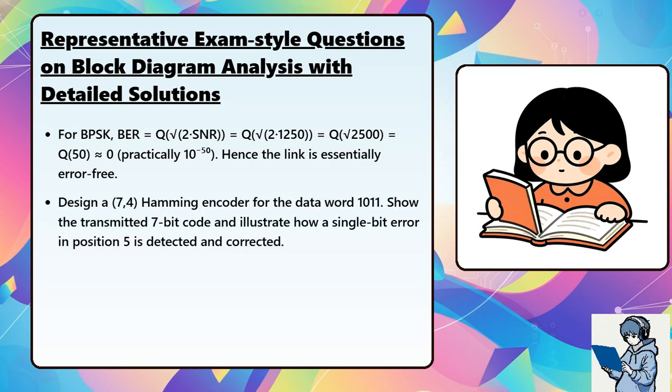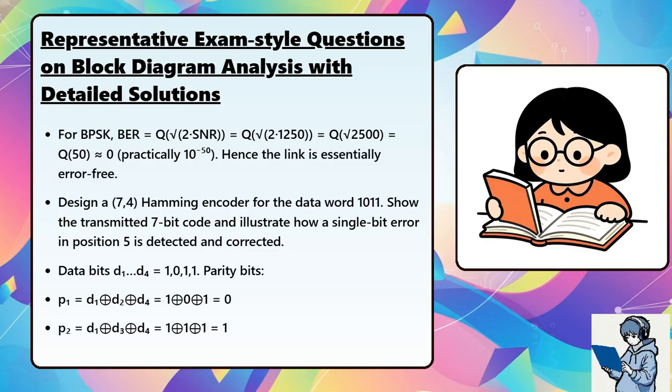Design a 7/4 Hamming encoder for the data word 1011. Show the transmitted 7-bit code and illustrate how a single bit error in position 5 is detected and corrected. Data bits D1 through D4 equal 1011. Parity bits are: parity 1 equals D1 exclusive or D2 exclusive or D4, which is 1 exclusive or 0 exclusive or 1, equal to 0.